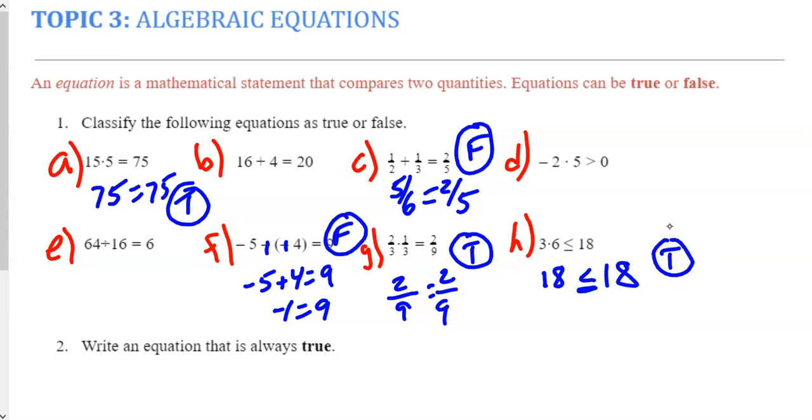Go ahead and pause a minute here. Write an equation that you feel is always true. Then push play when you're ready to resume.